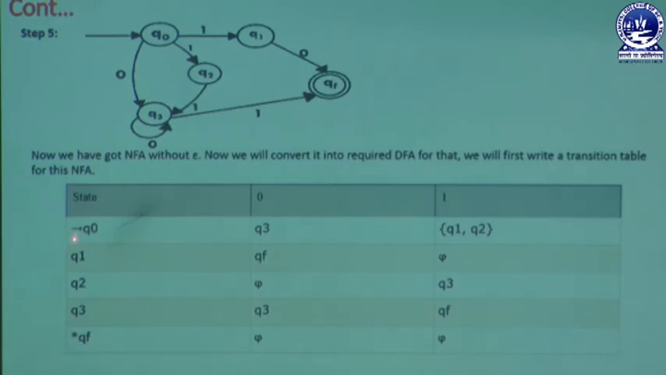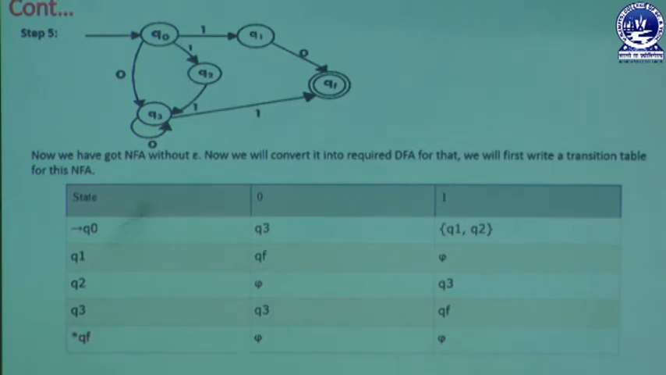So in this transition table, we are getting 5 states here, that is Q0, Q1, Q2, Q3, Qf. Here Q0 is known as the initial state, that's why it is denoted with an arrow mark, and Q1, Q2, Q3 are normal states, and Qf is known as the final state. And every final state is always denoted with a star, which is the signature of a final state.